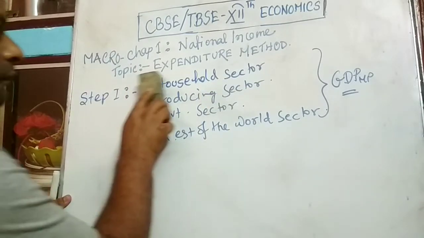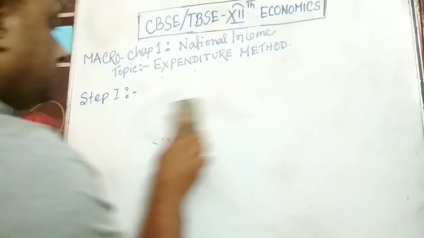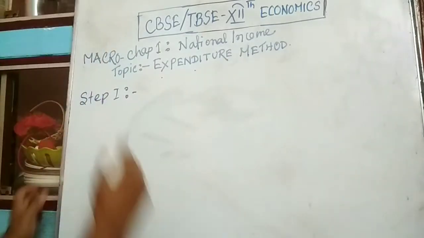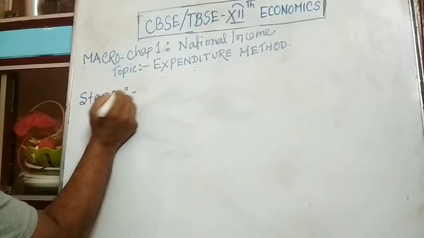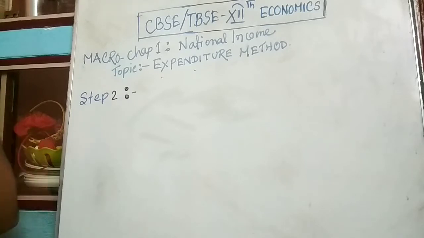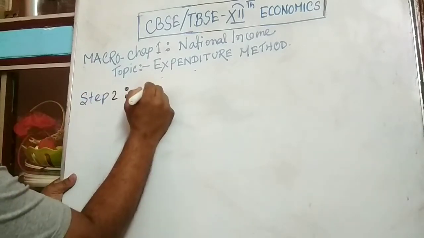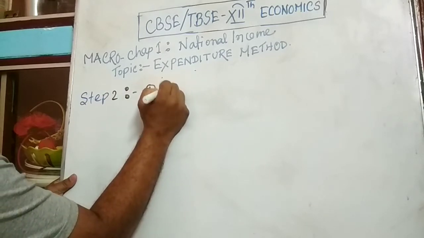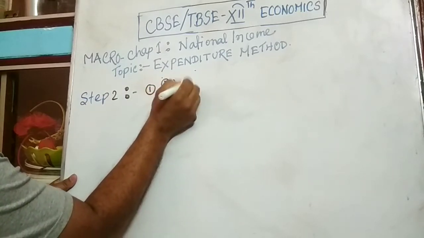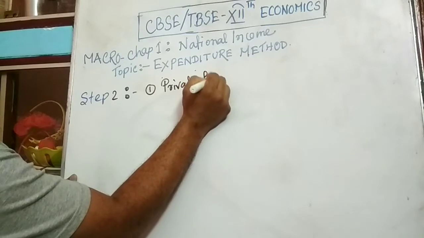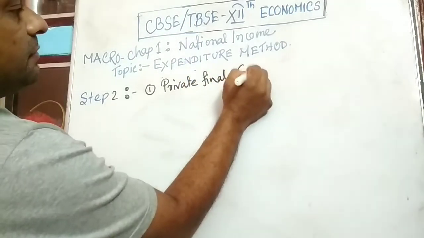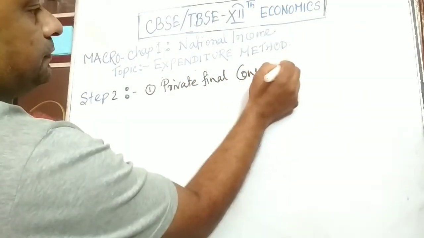Now step 2, very important. In step 2, all the final expenditures are classified. In the earlier step we identified the sectors where final expenditures are made. Now all the final expenditures are classified. First one is private final consumption expenditure.